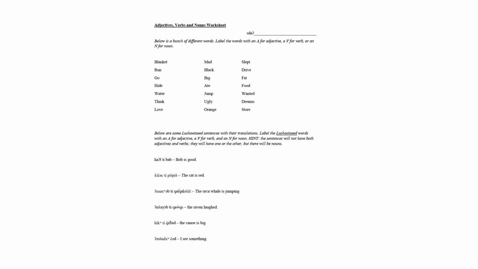The canoe is big. Adjective. What is the canoe? Kilbid. Canoe's the noun, and what is the canoe? The canoe is big. So big is the adjective. It's describing what it is.